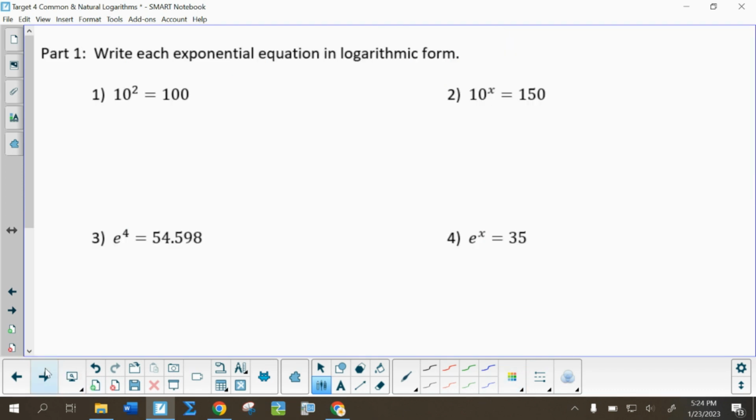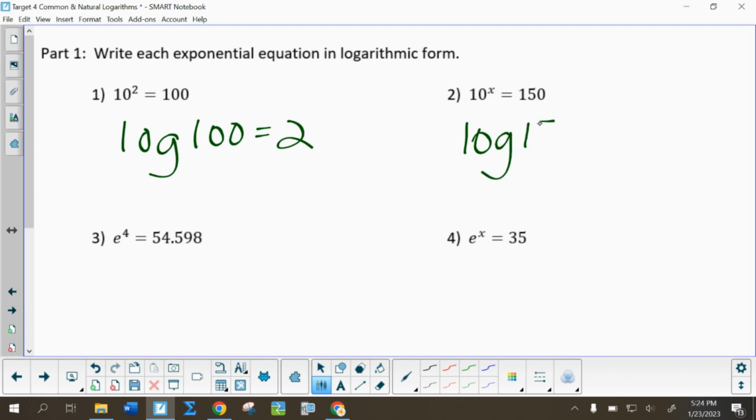Okay, so we're going to practice today with these two. So part one, we're going to rewrite these in their equivalent logarithmic form. We're not solving anything, we're just rewriting it. And if the base is 10 or the base is e, then we just use either the common log or the natural log. So this is base 10, which is the common log. So it's going to be rewritten as log of 100 equals 2. Now this one over here is going to be log of 150 equals x.